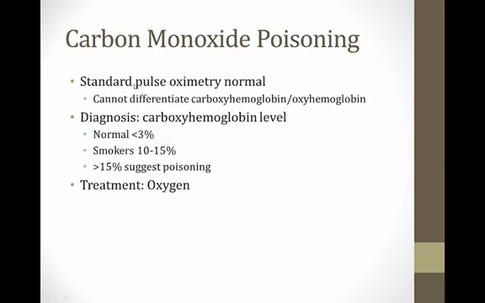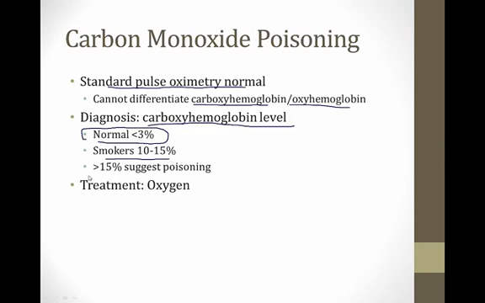You can't use the standard pulse oximeter to measure the amount of carbon monoxide. It can't differentiate between carboxyhemoglobin and oxyhemoglobin, so it will show that the patient has normal saturation levels. To diagnose this, you have to send a special blood test called a carboxyhemoglobin level. Normal people have less than 3% carboxyhemoglobin in their blood. Smokers have a little bit higher percent, up to 10 to 15.